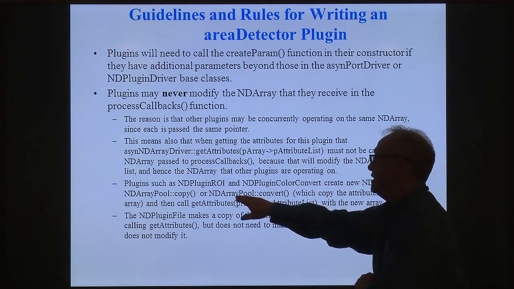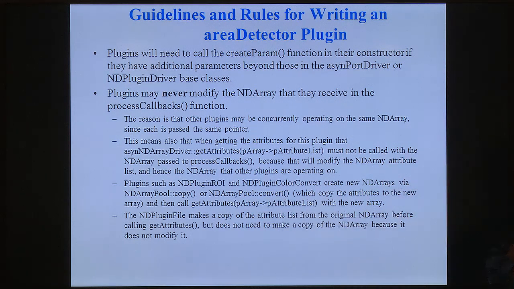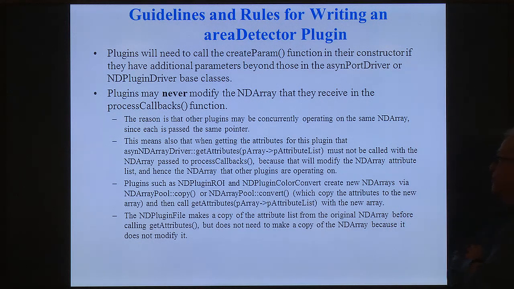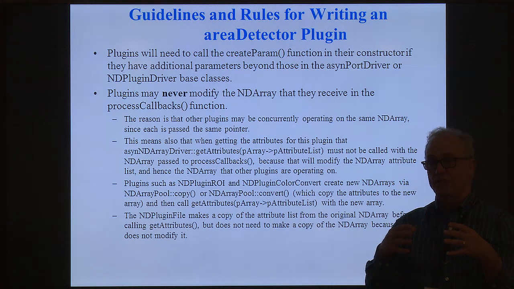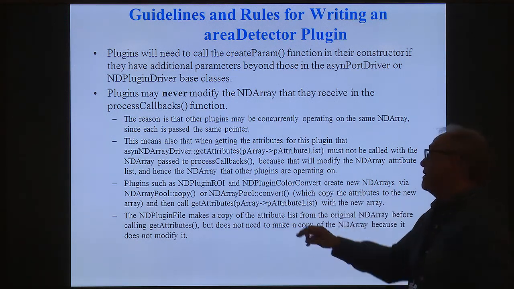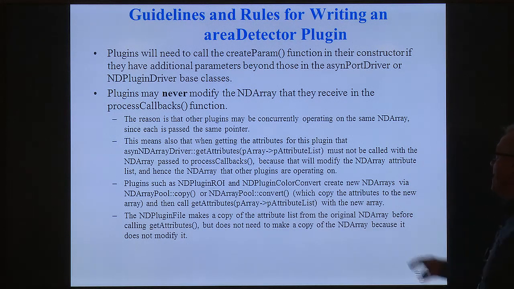So in ND array pool, there's a copy function and a convert function, which can be used to obtain a new ND array, which is either a direct copy of the one that you got, or convert does things like extracting a region of interest, reversing the direction. It can do some manipulations on the array. And they also copy the attributes to the new array.